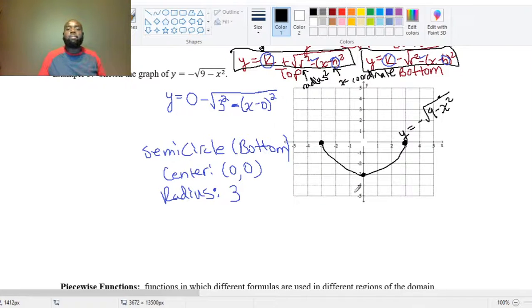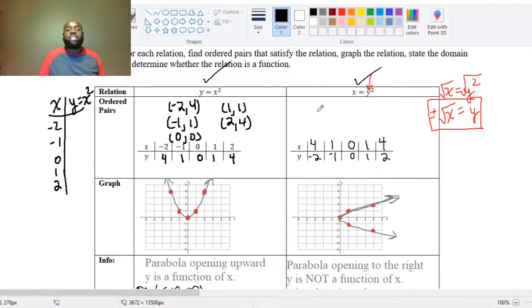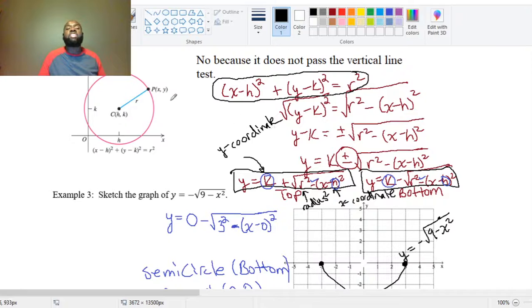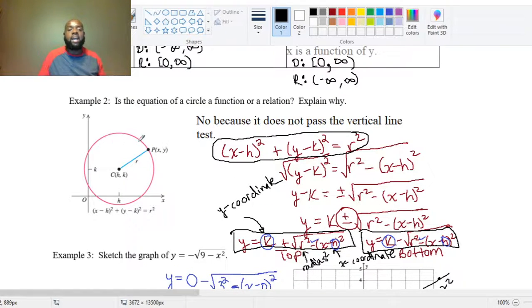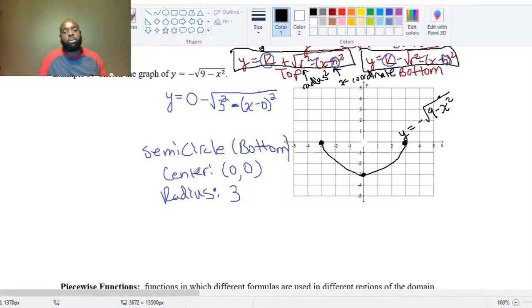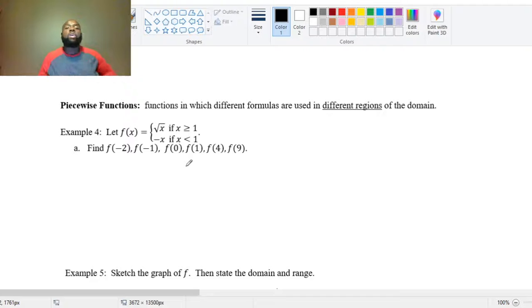All right, so be able to not only graph relations and functions, but sometimes we can turn a relation into a function by only looking at part of the graph of that relation, all right? And that is what we did in this example here. All right, let's go to other ways that we can make functions a little more complicated, actually. We're going to talk about piecewise functions, right? Piecewise functions are functions in which different formulas are used for different regions in the domain.